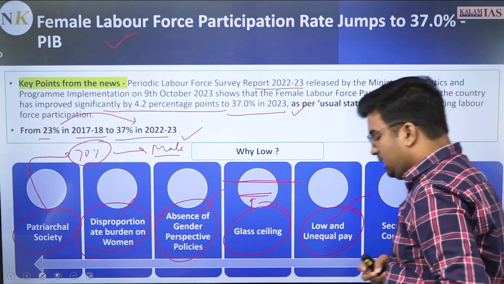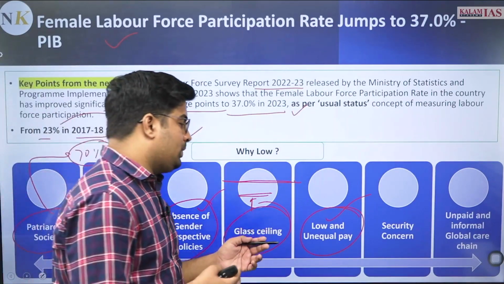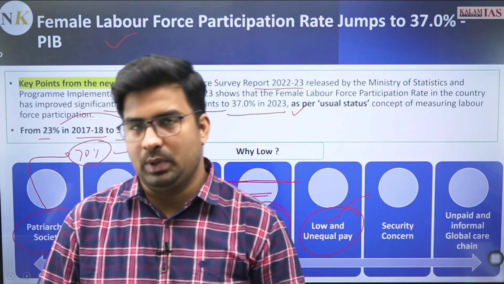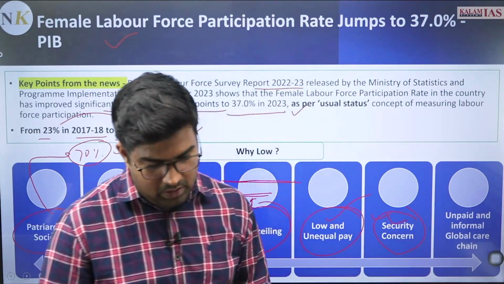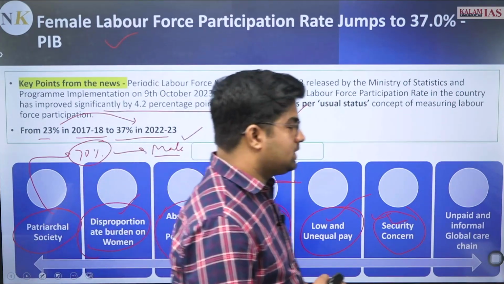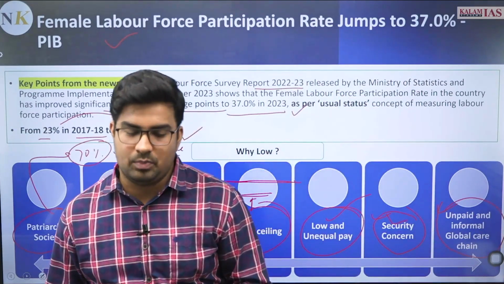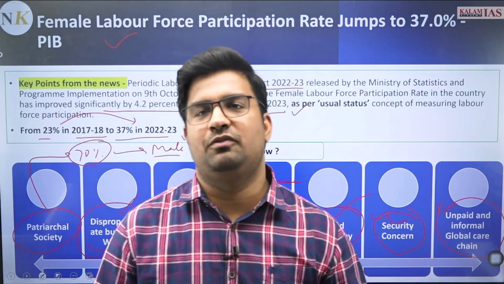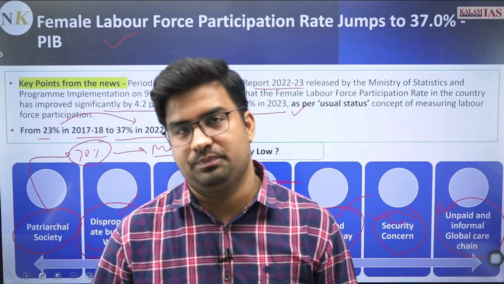Low and unequal pay is another aspect, where women are largely not being paid equally for the same work, for the same intensity or hours of work, as men are paid. Then the security concerns of the families: we are seeing many places where there are security concerns and a lot of things are happening with women. So that is another context. Apart from it, the unpaid informal care chain is another problem, where largely the global care chain has women in it, but it is largely unpaid and informal. There can be many more reasons. Reverse migration can also come in further.